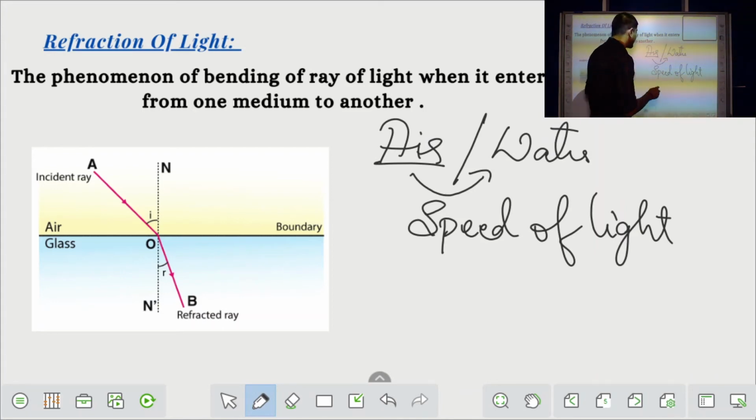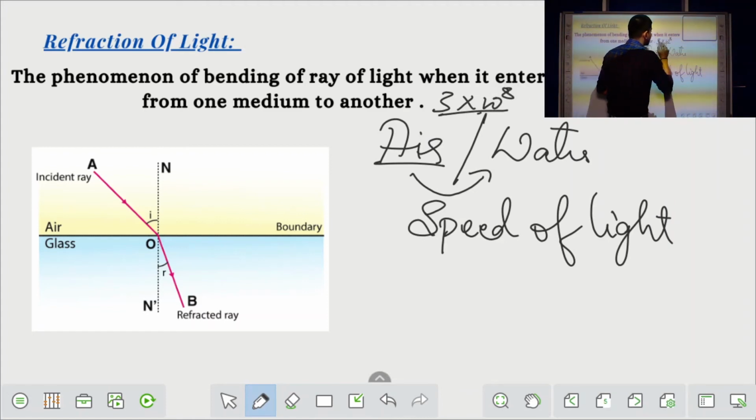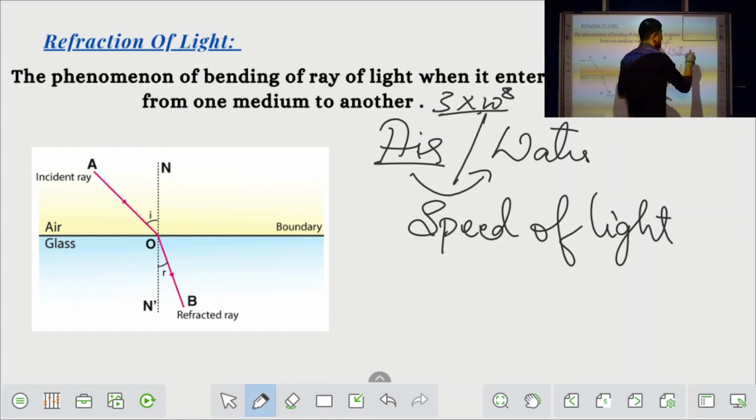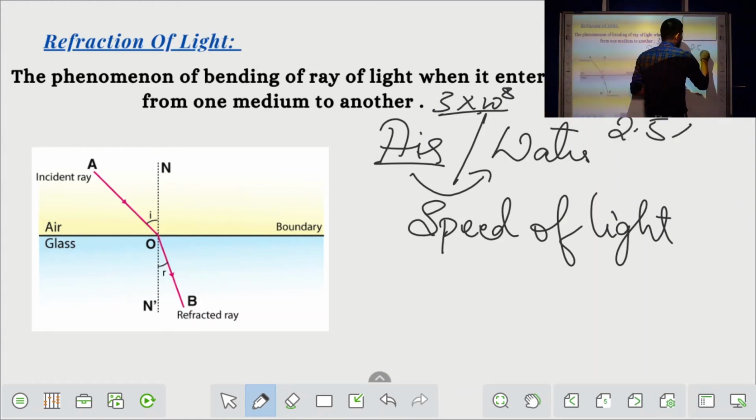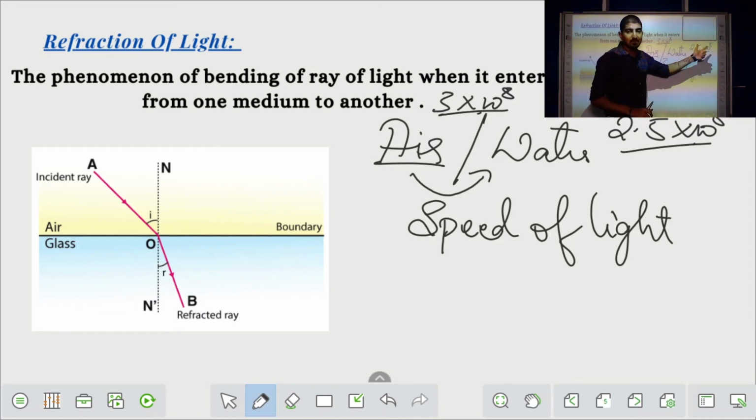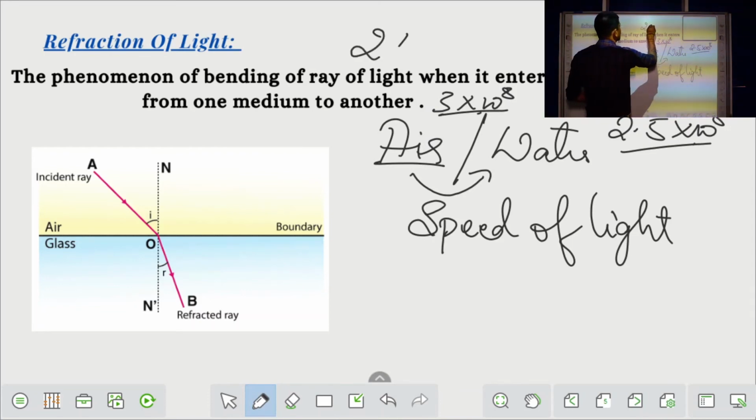In air, we know it is already 3 into 10 to the power 8 meter per second. This is the speed of light in air. In water, it is 2.5 into 10 to the power 8, which is less. Obviously, in air the speed of light is more because it is 3 into 10 to the power 8, but in water, it is 2.5 into 10 to the power 8. In glass, it is 2 into 10 to the power 8.